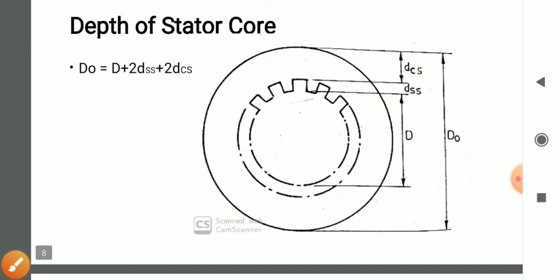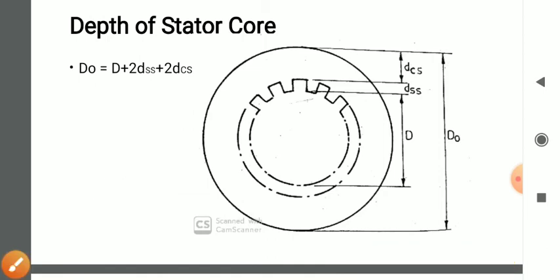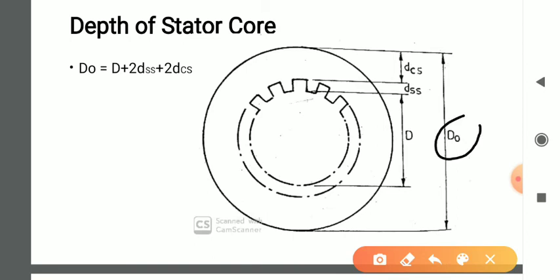Now the depth of the stator core. The depth of the stator core is denoted by DCS. Now how to calculate this depth of the stator core? For that purpose I have given here the cross sectional view of the stator core, and in this figure DO indicates the outer diameter of the stator core and D indicates the inner diameter of the stator core.